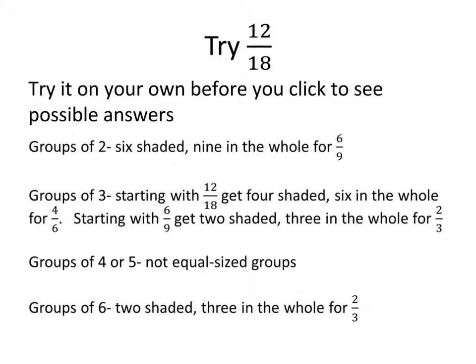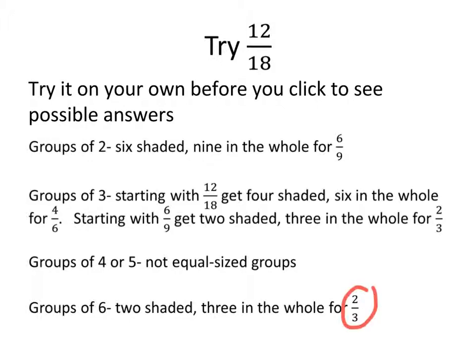Now, not to confuse you, but if you had started with your 6/9, if you did groups of 2 and got 6/9, and then from there did groups of 3, then you would end up with 2 shaded, 3 in the whole. Either way is fine. Groups of 4 or 5, not equal size groups. Groups of 6, you should have come up with 2 shaded, 3 in the whole for 2/3.